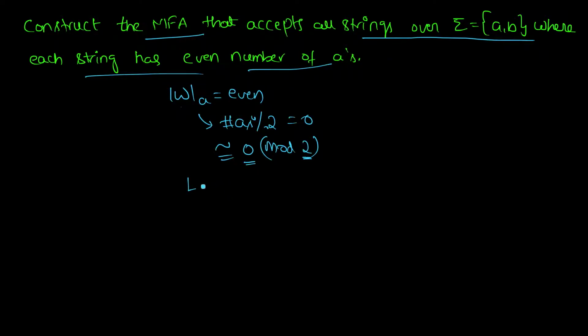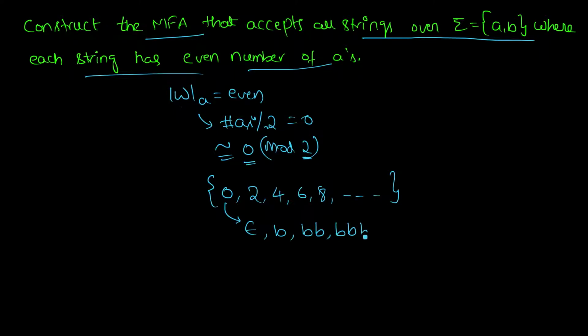So the language will have all the strings having either 0 A's or 2 A's or 4 A's or 6 A's or 8 A's and so on. The set of strings having 0 A's will include epsilon, B, BB, BBB and so on. We can represent it as B star, so it is like 0 or more B's, any number of B's. All these strings will have 0 A's.